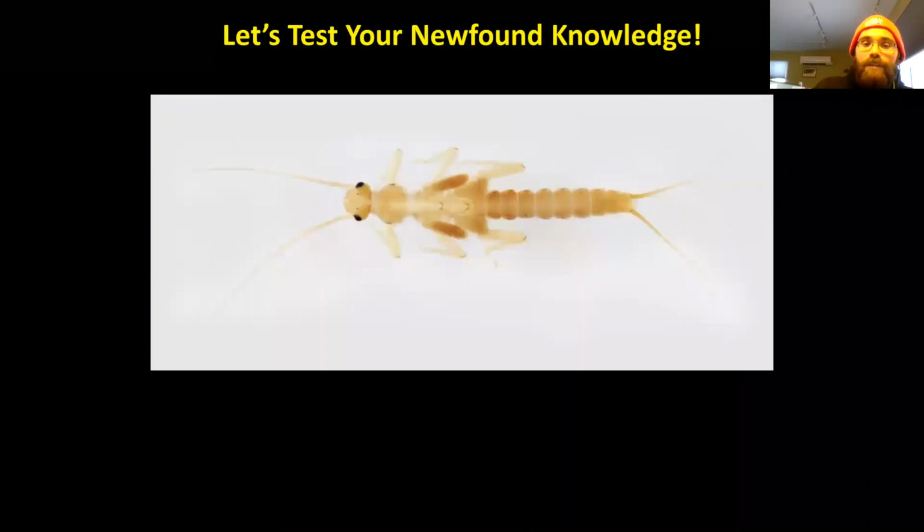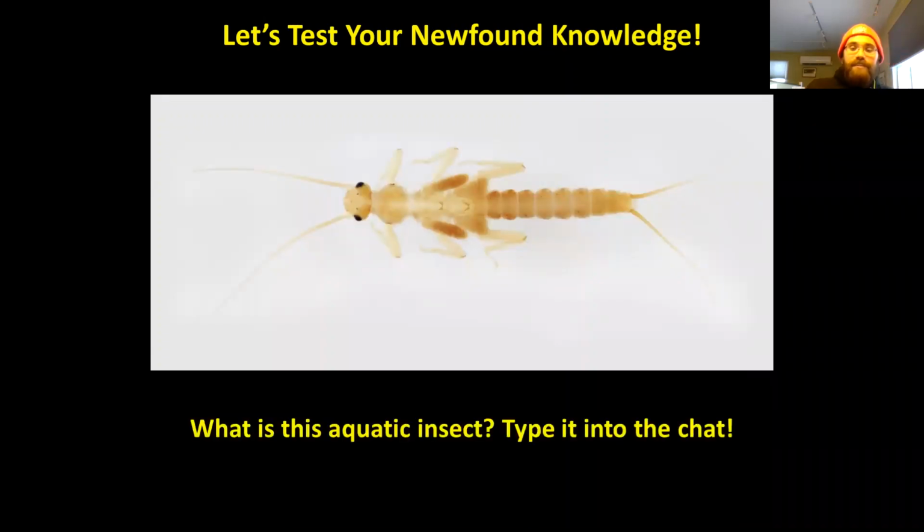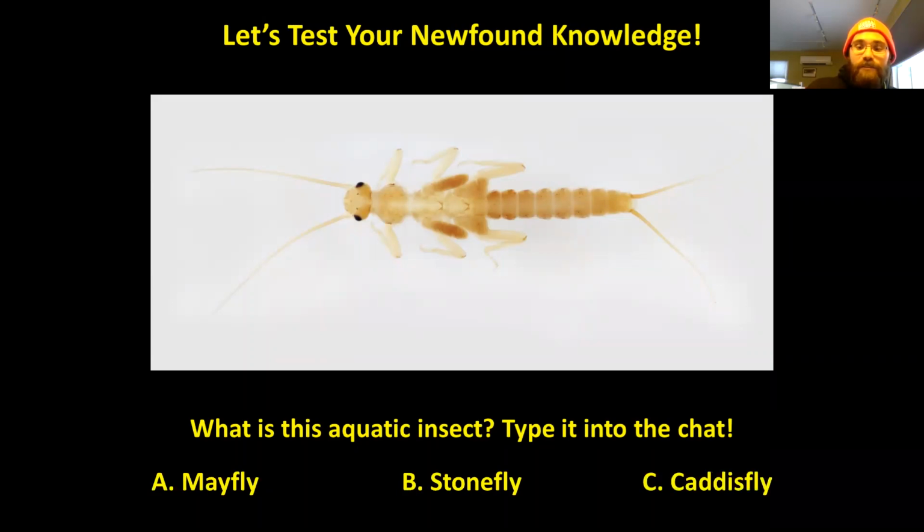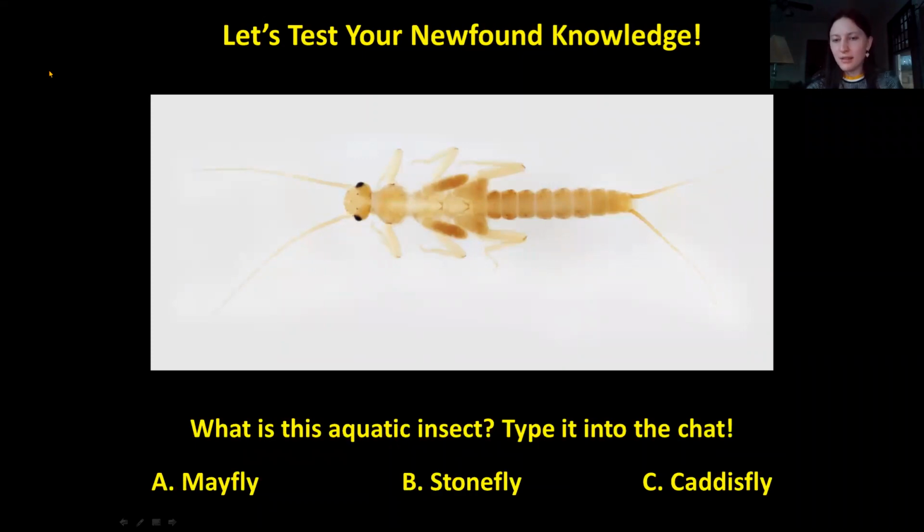So first one, what is this aquatic insect? Type it into the chat. Is it a mayfly, a stonefly, or a caddisfly? Remember, look at things that we see on the body. Let's see, we have an answer for stonefly. So far we have a couple of answers for stonefly. Okay, everybody said stonefly. Nice.